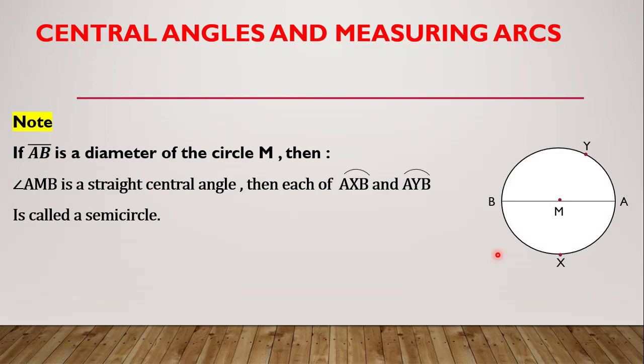If AB is a diameter in the circle M, then the angle AMB is a straight angle, so the measure of this straight central angle is 180. Then each of the two arcs AXB and AYB is called a semicircle. So we have two semicircles. The first semicircle is the arc AXB and the second is the arc AYB, where AB is a diameter in the circle.